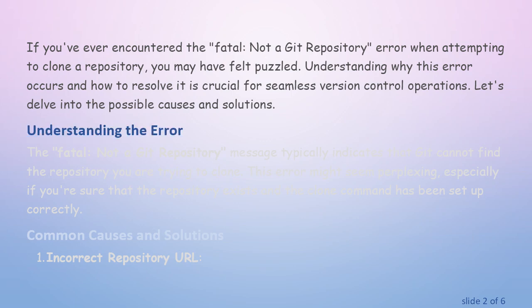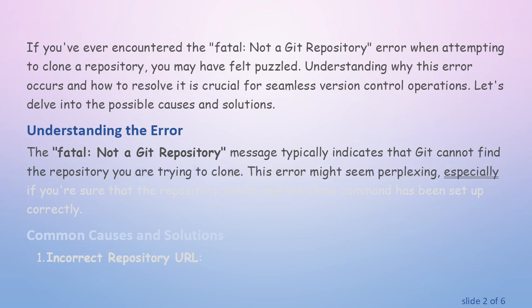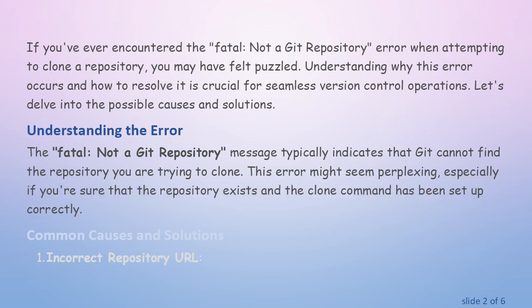Understanding the error. The fatal "not a Git repository" message typically indicates that Git cannot find the repository you are trying to clone. This error might seem perplexing, especially if you're sure that the repository exists and the clone command has been set up correctly.